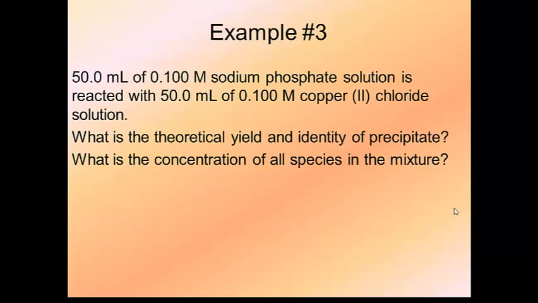Here's another example. It's pretty similar to the last in the sense that it is a precipitate problem. It is a limiting and excess problem. 50 mL of sodium phosphate, 50 mL of copper(II) chloride, and we're going to do pretty much the same type of math. So the first thing I'm going to do is write down my reactants. You have to know your ions. It says it's a solution. Copper(II) chloride, a transition metal. The 2 tells you what charge for the chloride.